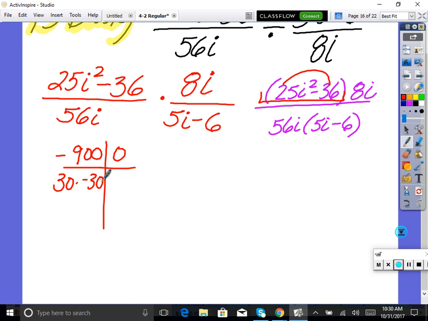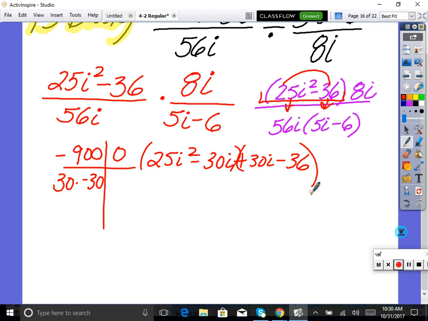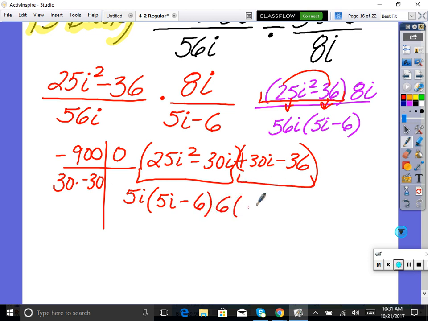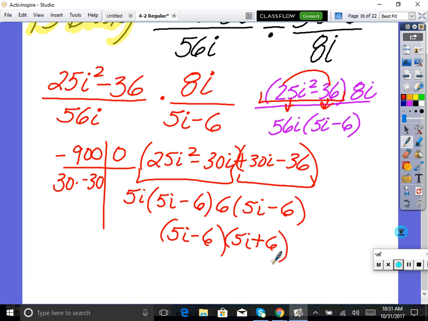Okay, now we got to drop and break real quick. So we have 25i squared minus 30i plus 30i minus 36. Do you guys see what I'm doing? Dropping and breaking? Okay, continuing to factor. So we'll pull out a 5i, won't we? 5i minus 6 is left. What will I pull out of here? A 6. Left is 5i minus 6. So then we have 5i minus 6, and 5i plus 6. Okay, sweet. So we just factored that piece.